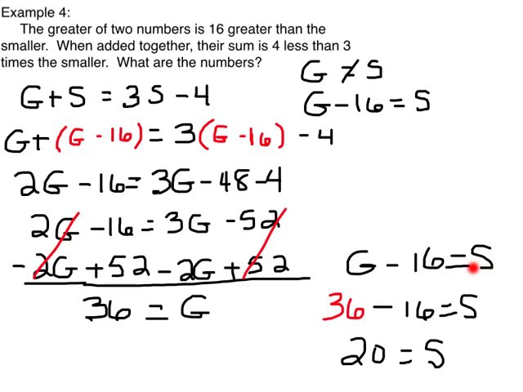Then we go back to either one of our equations. This one would be the easiest. And now we say 36 minus 16 is equal to S. And then we find that S is 20.